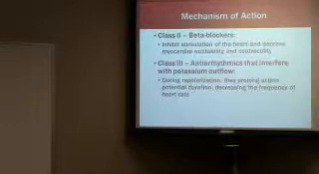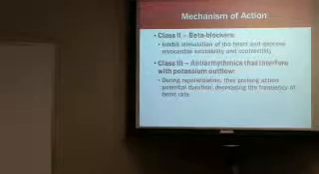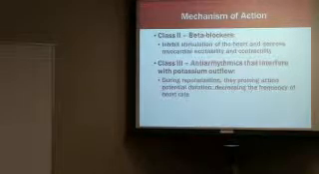Okay, then our class 3, we're affecting potassium. During that repolarization phase, we're going to prolong that action potential. By doing that, we do decrease the frequency of the heart rate. So we are decreasing the heart rate.